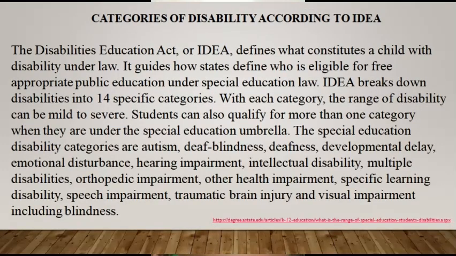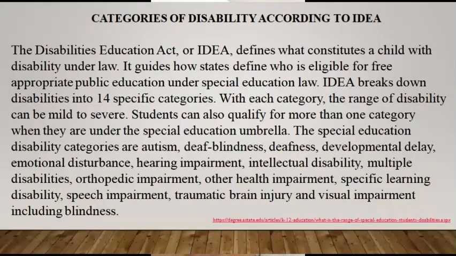Categories of disability according to IDEA. The Individuals with Disabilities Education Act, or IDEA, defines what constitutes a child with a disability under law. It guides how states define who is eligible for free appropriate public education under special education law. IDEA breaks down disabilities into 14 specific categories. Within each category, the range of disability can be mild to severe. Students can also qualify for more than one category when they are under the special education umbrella.